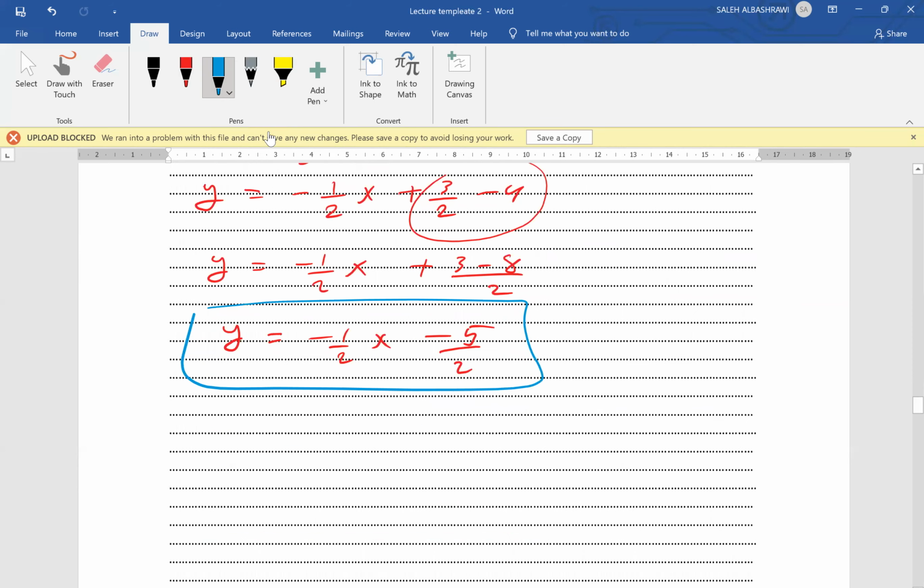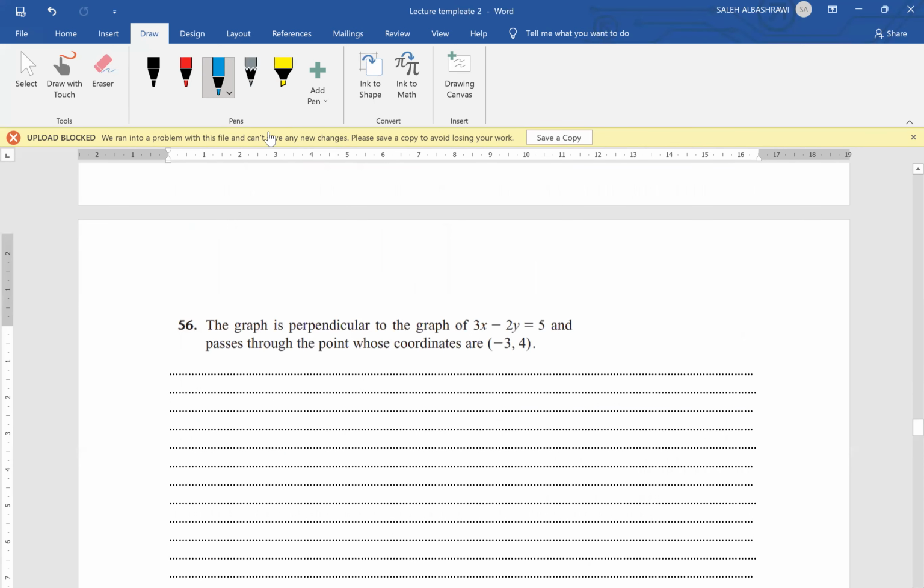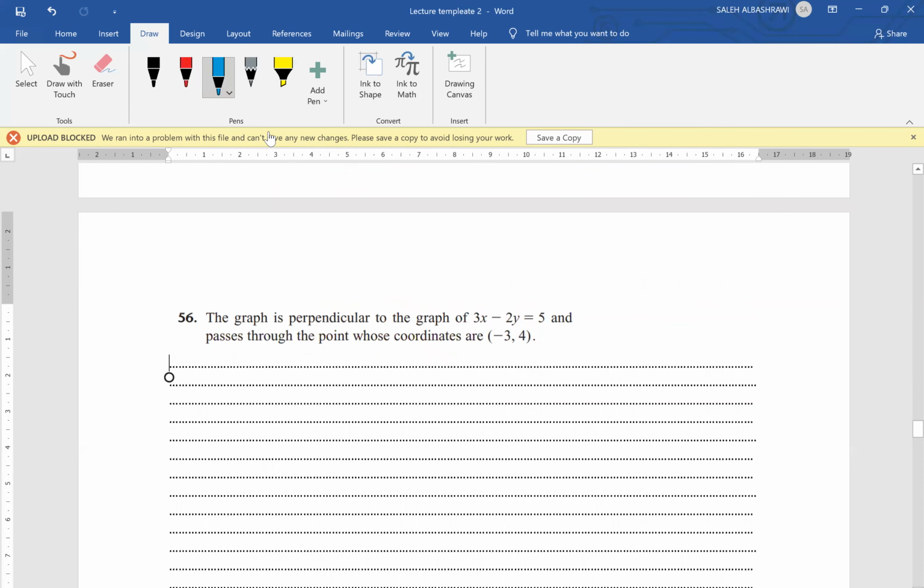One more example. The graph is perpendicular to the graph of the equation 3x minus 2y plus 5. You can see now the equation 3x minus 2y plus 5 is not in the general form, or it is not in the slope y-intercept form. So I have to write it in the form y equals mx plus b, so that I can find the slope of the line.